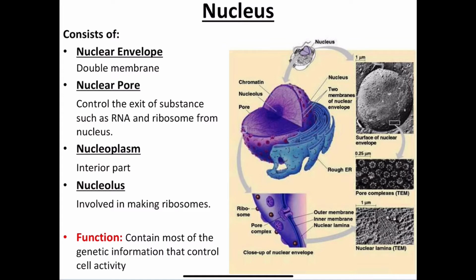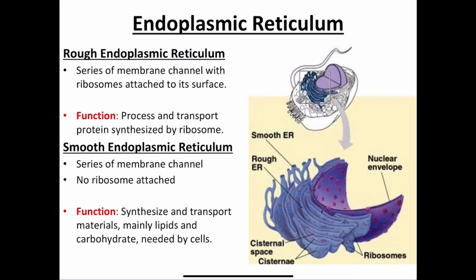So what is the function of nucleus? Nucleus contain most of the genetic information that control cell activity. Okay, so macam saya explain tadi, in eukaryotic cell, DNA ataupun genetic information is stored inside the nucleus. So DNA berada di dalam nucleus. Okay. The next organelle yang kita akan tengok adalah endoplasmic reticulum.